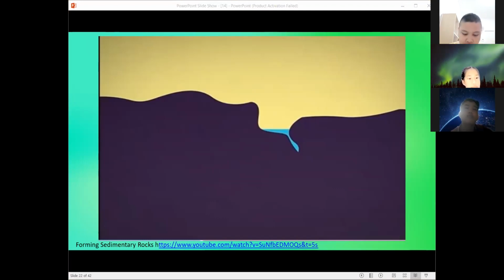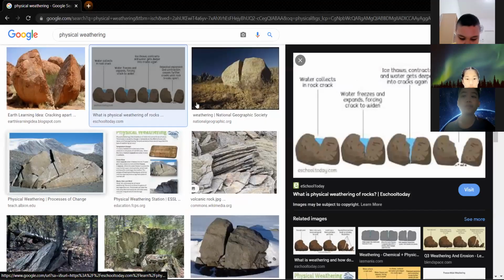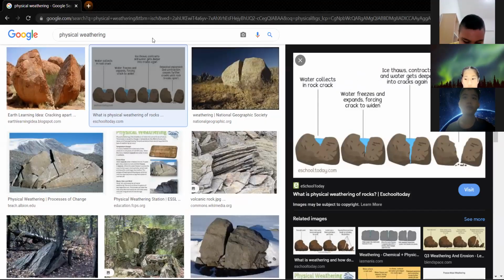Physical weathering. I think I can provide some pictures here. Yeah, I can give you some examples. Look at this picture. This is the process of physical weathering.